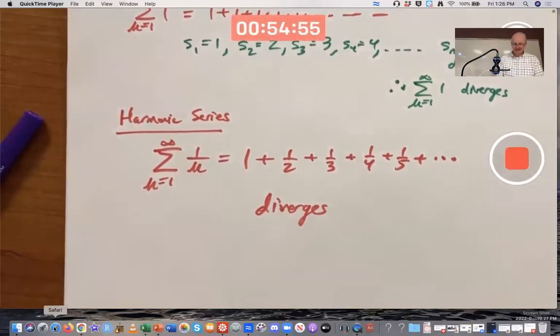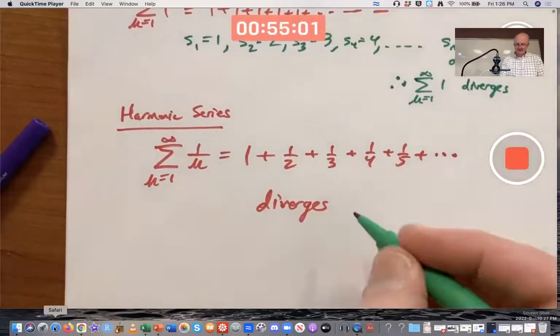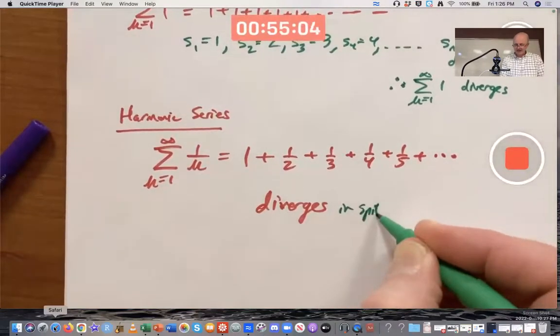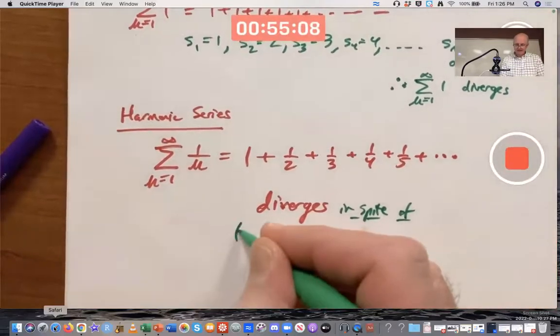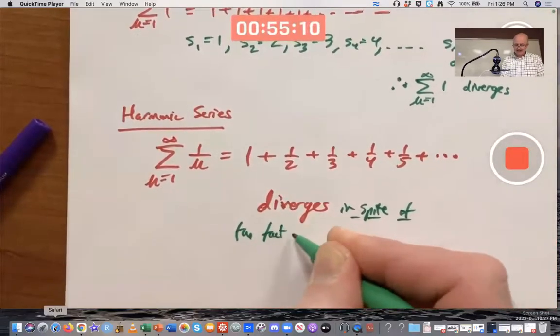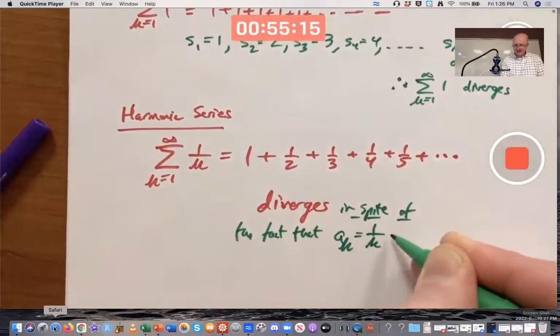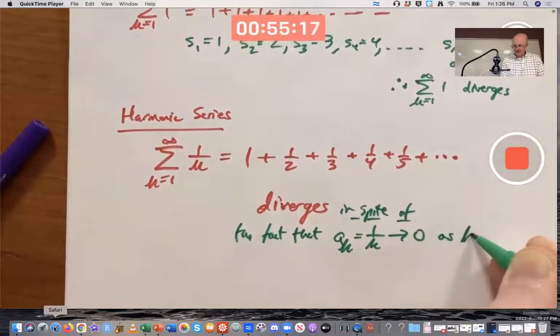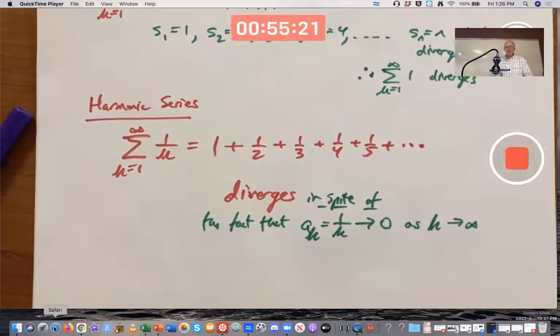Everybody should know it. This is in spite of the fact that the terms do approach zero. In spite of the fact that the a_k's, which are each 1 over k, go to 0 as k goes to infinity. Not only do the terms converge, they converge to 0. This still diverges.